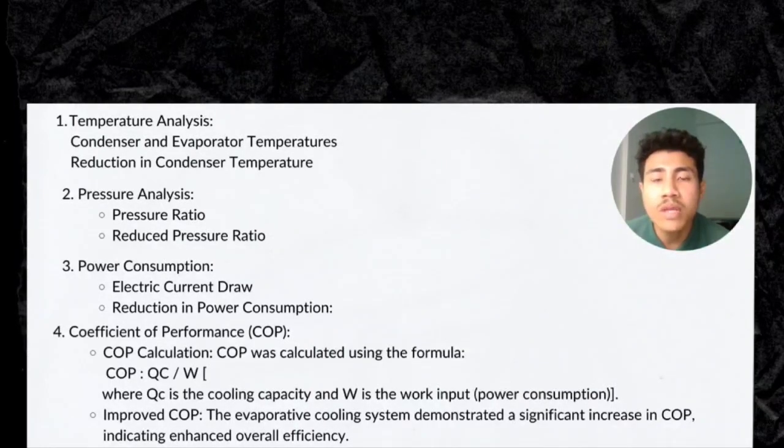For power consumption, from the electric current draw, we can assess the energy consumption, and from the reduction in power consumption, it will show the evaporative cooling shows a decrease in power consumption. And last, the coefficient of performance, which is COP, which we calculate as QC over W, where QC is cooling capacity and W is work input from the power consumption. And from the increase in COP, it indicates enhanced overall efficiency.